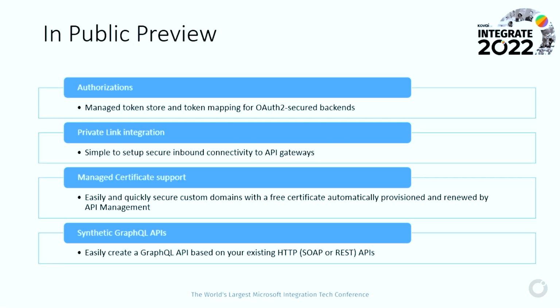Last but not least, in public preview, we have synthetic GraphQL APIs, which I'll be digging into a little bit more later. And this allows you to easily create a GraphQL API based on your existing HTTP, SOAP, or REST APIs. So you can use your existing REST APIs, your existing infrastructure, and build a new GraphQL service on top of it.